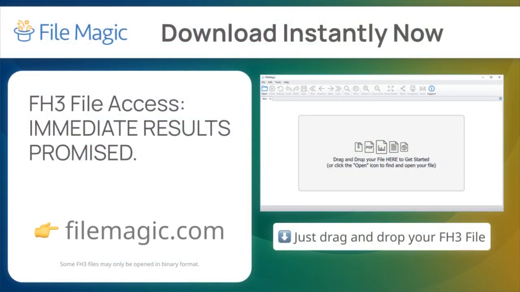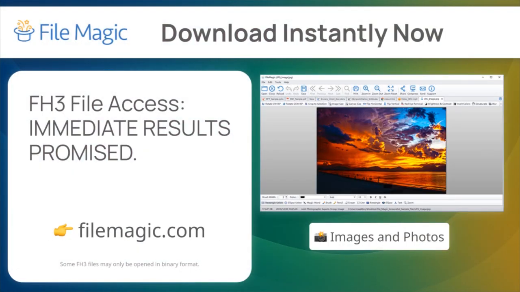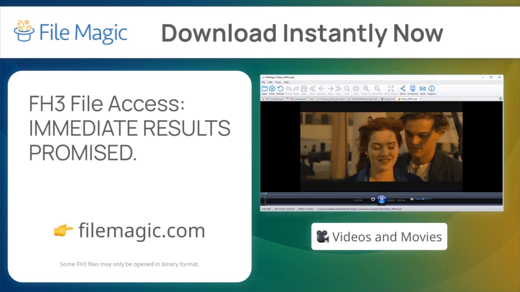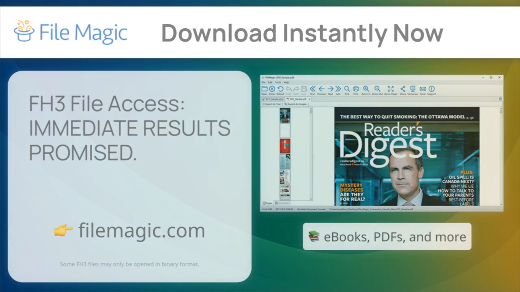Get ready for the finale. The power of this solution comes from the deep FH3 file analysis provided by one specific inspection tool that is truly universal in its application.